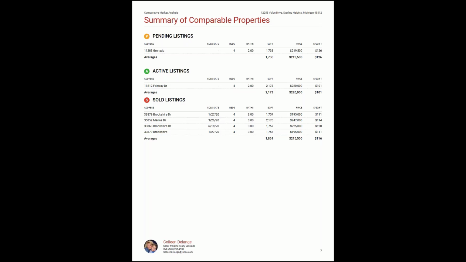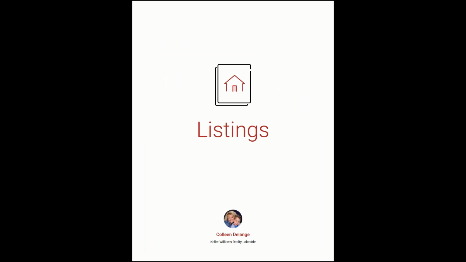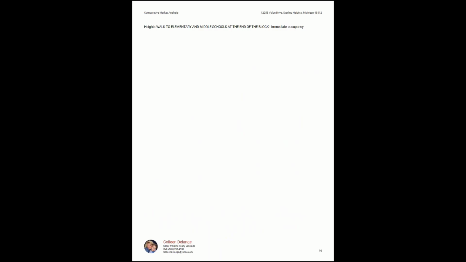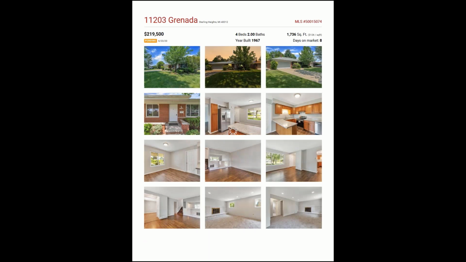Of course, now I'm breaking down the active, pending and sold. You can do it by price per square foot. And I happen to really like the way that it shows the comparables. They're very easy to read. And I also like the fact that you can include all the interior photos.